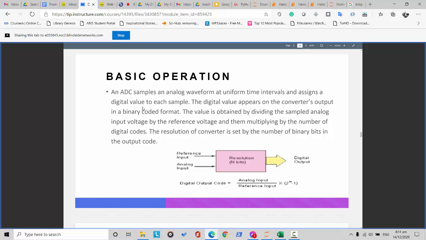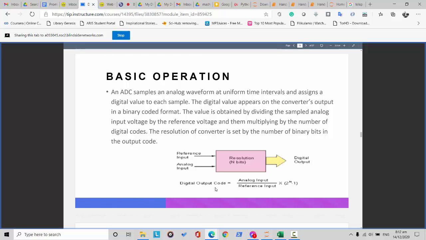It samples an analog waveform at uniform time intervals and assigns a digital value to each sample. The digital value appears on the converter's output in a binary coded format. So how do we compute that? Actually we're not computing that, the circuit computes that. We have a reference input and an analog input here. It goes through the circuit, and it produces a digital output.